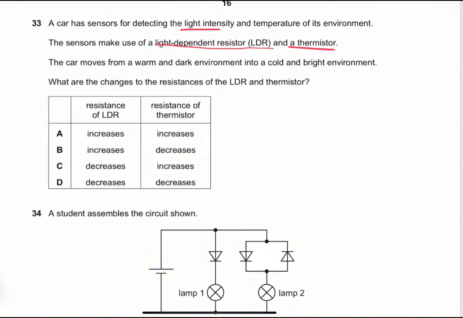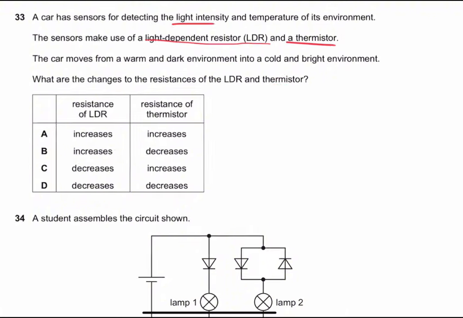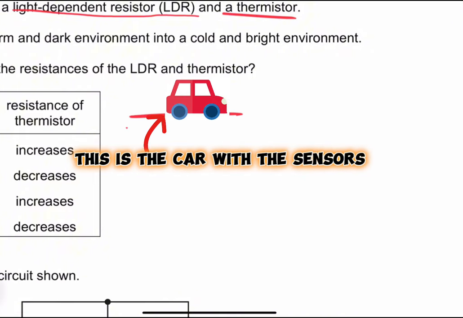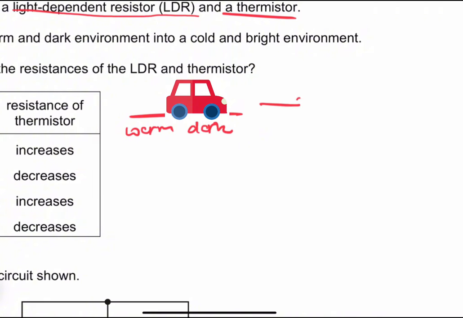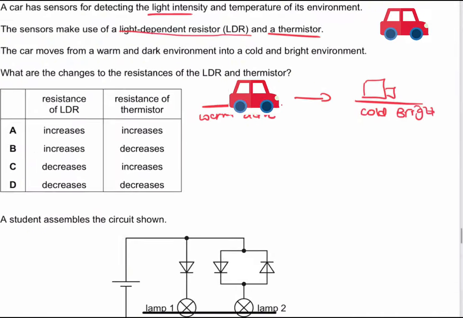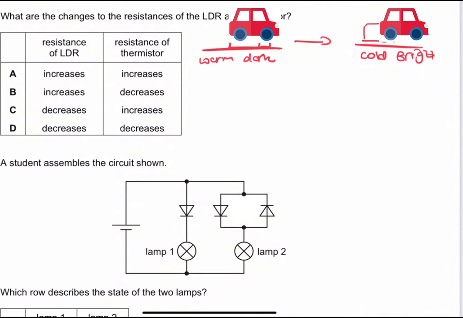So the car is moving from a warm, dark environment to a cold and bright environment. So imagine you have your car here. So this is our car, moving in a warm environment that is very dark. Now it's moving into a cold and a very bright environment. Okay, so how does this work? What is an LDR? What is a thermistor to begin with?